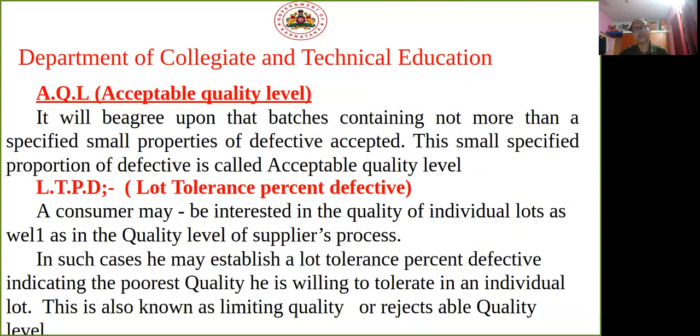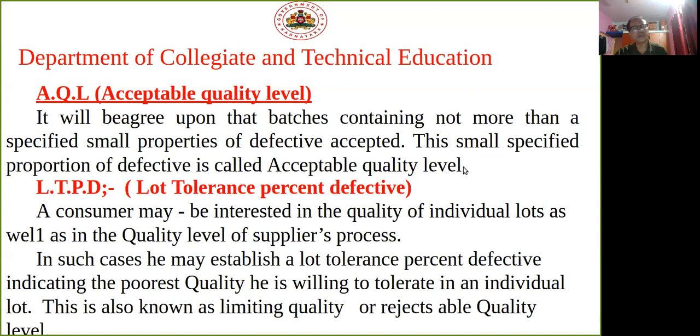So there will be some percentage of defectives in that. A small amount of defectives, or we can say the proportion of defectives, should be accepted. So the lot which contains a small amount of defectives, we can call the acceptable quality level.